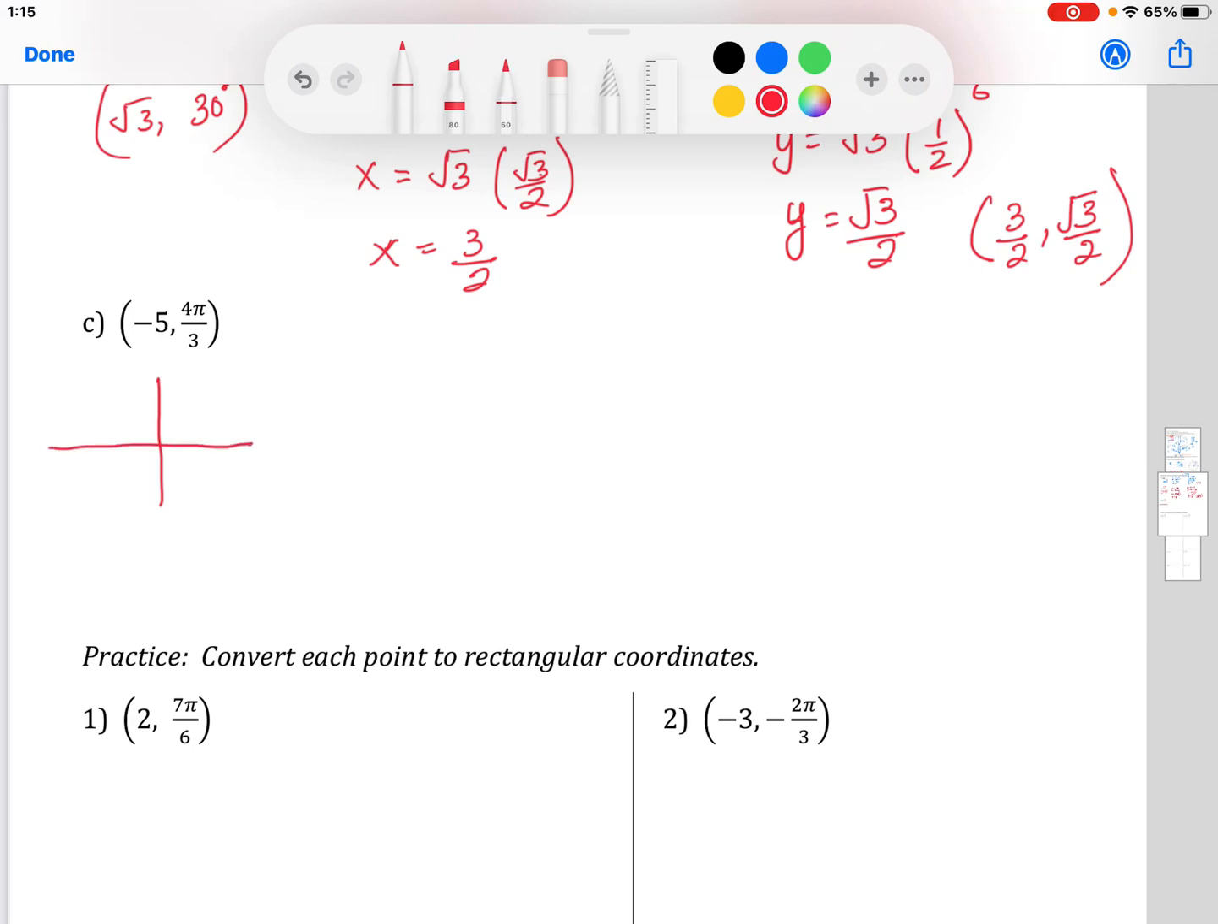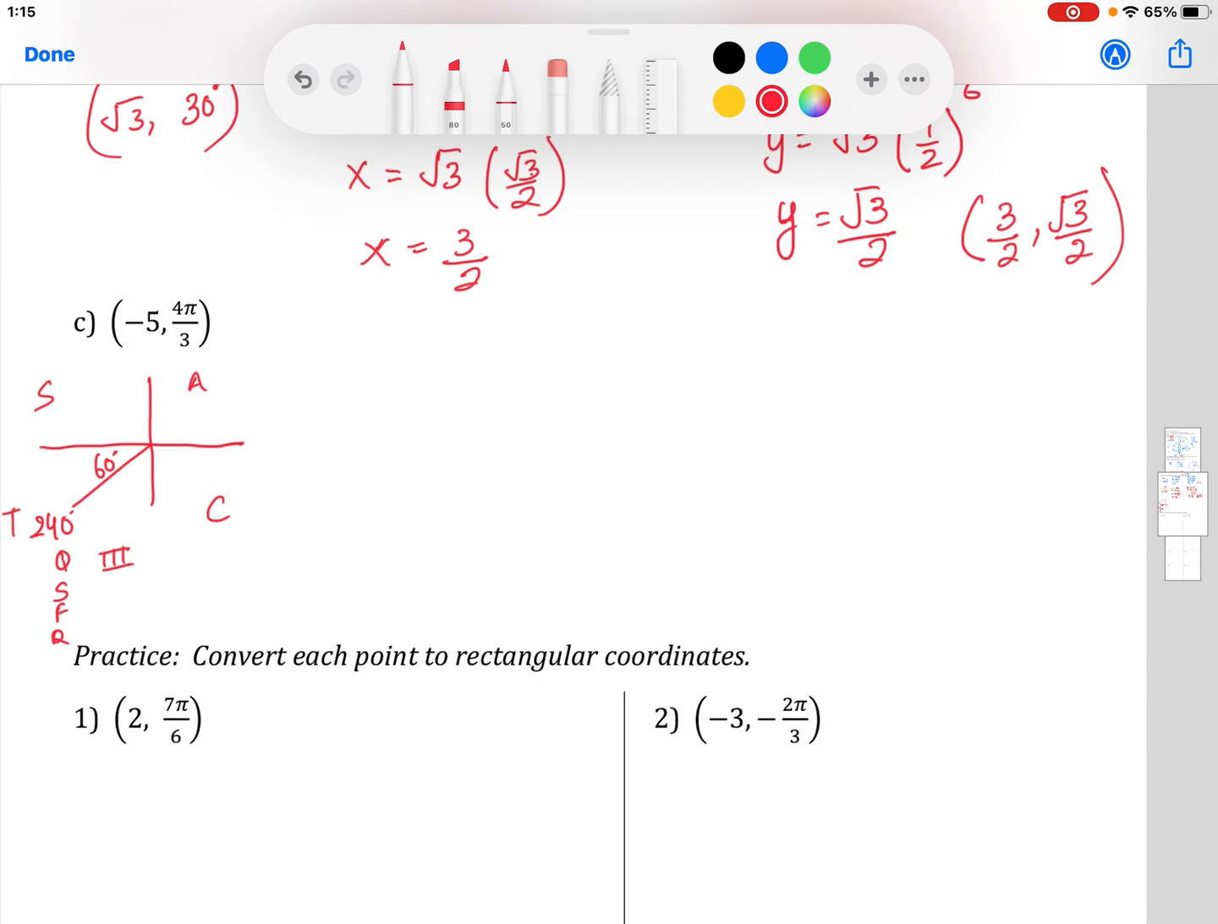And the last one, -5 comma 4 pi over 3. So pi over 3 is what? Let's quickly do this. Pi over 3 is 60, so 4 times 60 would be 240. So it's 240 here, and you have a reference angle of what? 60. I'm going to do my QSFR so I know my exact value. I'm in quadrant 3, ASTC. I'm going to do this first for cosine, and then for sine. It's going to be negative for both. It doesn't matter.